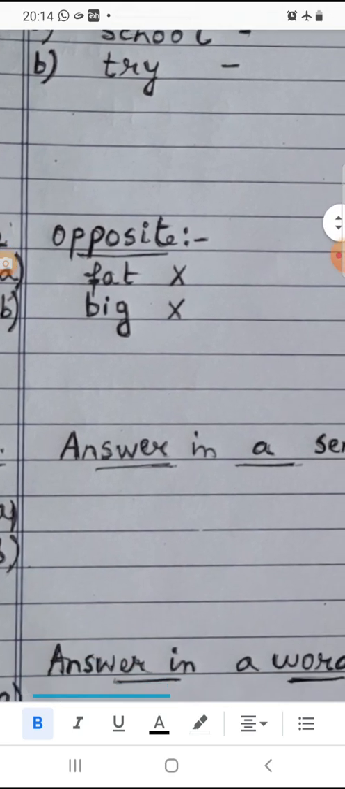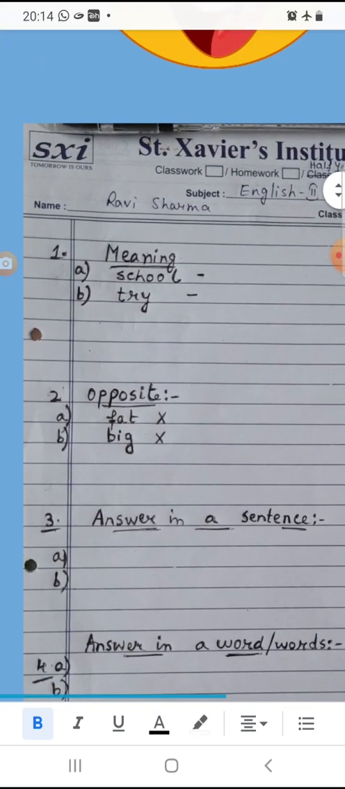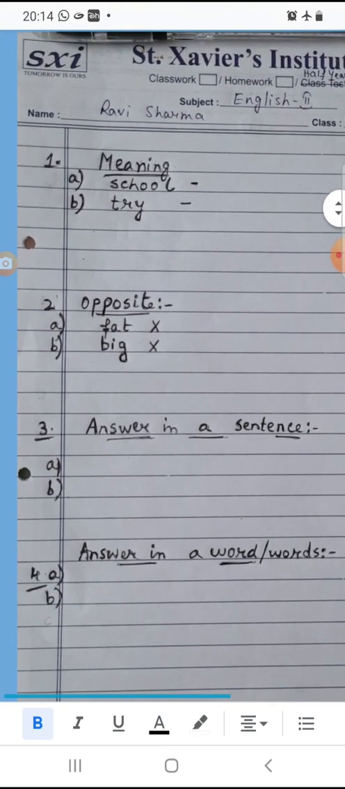Then if the question says answer in a sentence, as I was telling you, write the question number, write answer in a sentence, but do not copy the question. Write answer in a sentence, give the question number, and write down the answer. It is very important to write the heading so that we can understand which answer you have written.